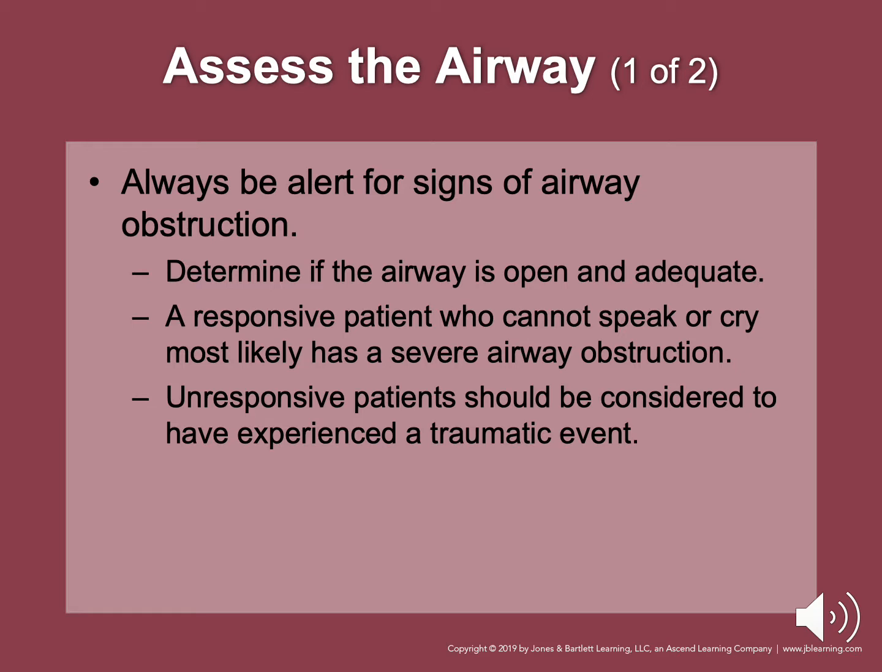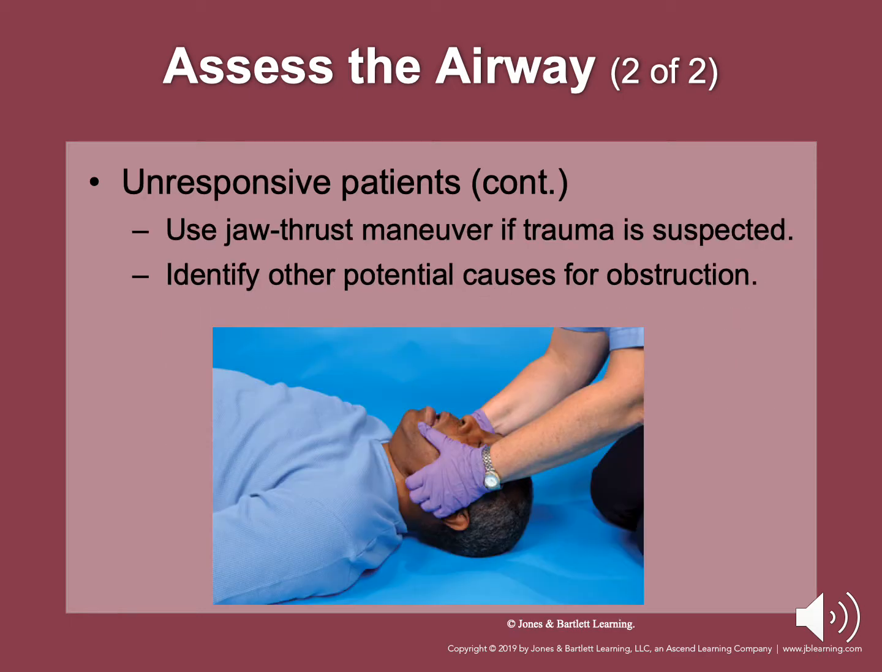Unresponsive patients: use the jaw thrust maneuver if trauma is suspected. However, in some schools of thought that is controversial, and identify other potential causes for obstruction. It may be just relaxation of the tongue in the back of the airway. So put that OPA down. And that OPA is also going to tell you some other stuff. If you put the OPA down, then obviously you don't have a gag reflex, and you might be able to do something about that too.